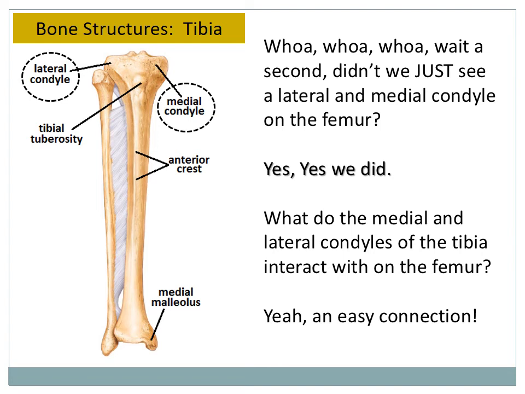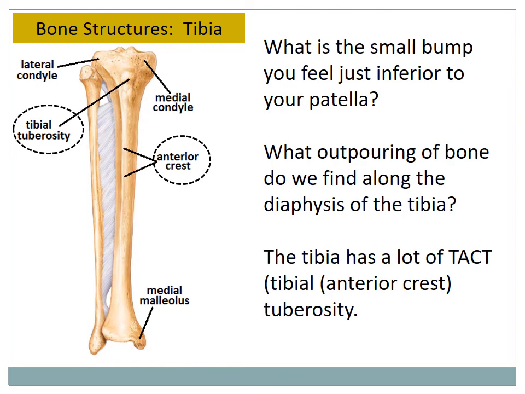Use those connections to help you. Never memorize everything. Memorize little bits and then make connections. Alrighty, there is a small bump you feel just inferior to your patella. So if you take your fingers and you go right below your patella, you should feel a small bump. What do we call that small bump? Yeah, we call it the tibial tuberosity.